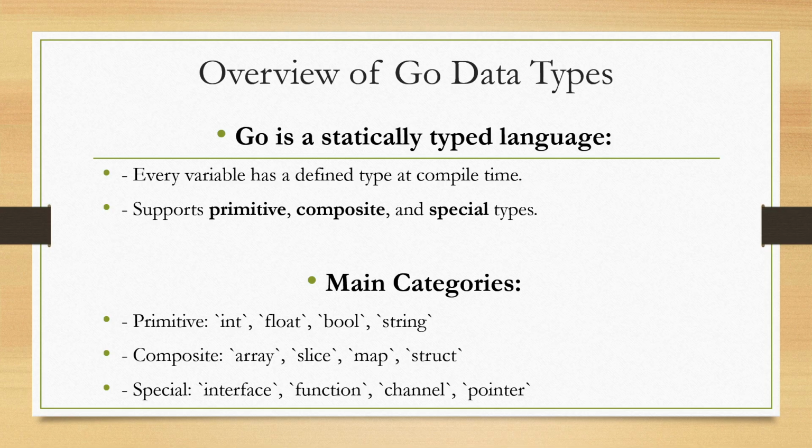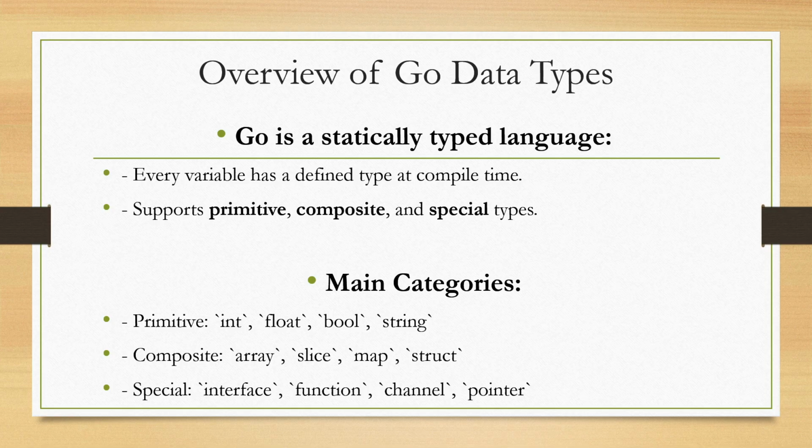So let me give you a simple example. Think of it like filling out a college form. When you write your name, there is a specific box for it. Same with your age, it goes into the number box. You can't suddenly start writing your address in the age section, right? That's how Go works with types. It wants to keep everything neat and strict.